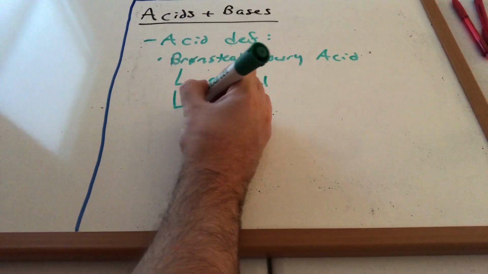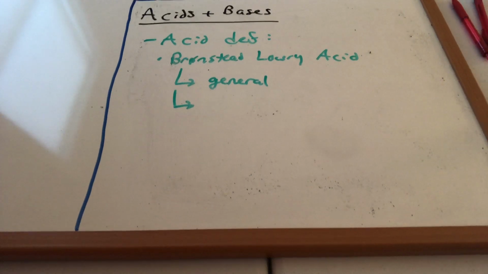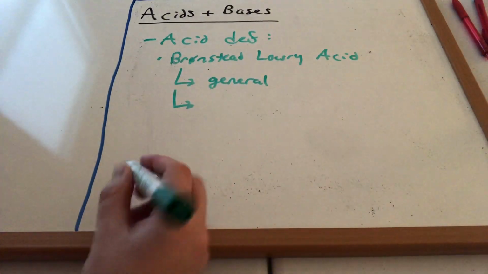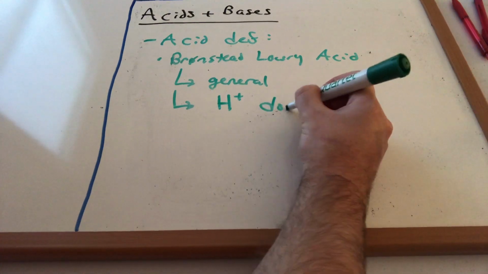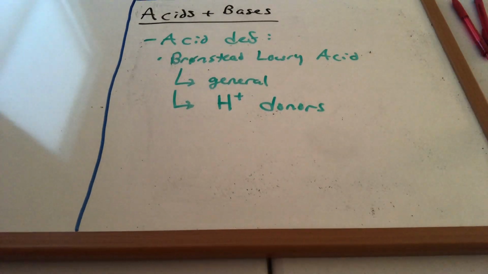And what you do for Bronsted-Lowry acids, identifying something as an acid, is you look for something that's giving up an H+. So what we say about Bronsted-Lowry acids is that they are H+ donors. They're a species that is going to give away an H plus, right?